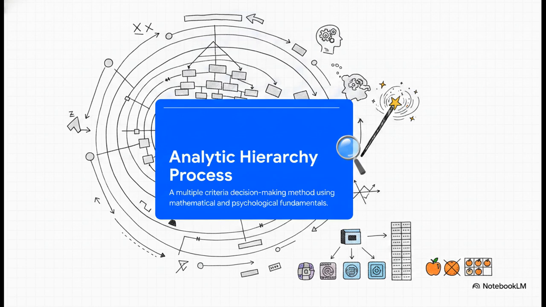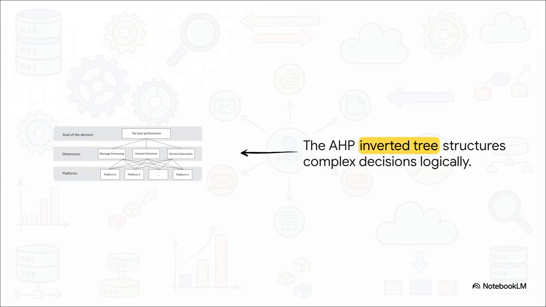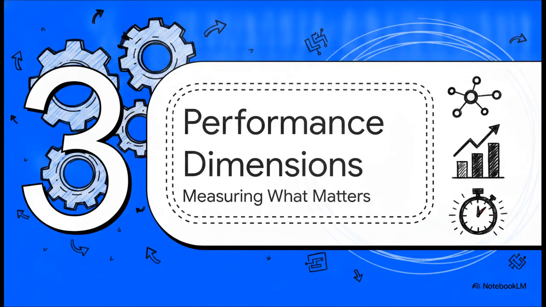It takes those qualitative, gut-feeling developer opinions and translates them into strict, quantitative scores. It structures the whole problem so you aren't just blindly comparing apples to oranges. The way AHP does this is brilliant. It uses an inverted tree model. Picture your ultimate goal right at the top, which is achieving the absolute best performance. Then you break that down into specific performance dimensions in the middle layer. Finally, at the very bottom, you slot in your alternate platform choices. It creates this super logical flow that ensures every single platform choice maps directly back to that top goal with zero cognitive leaps. Which brings us to part three, the three dimensions of performance and measuring what actually matters.